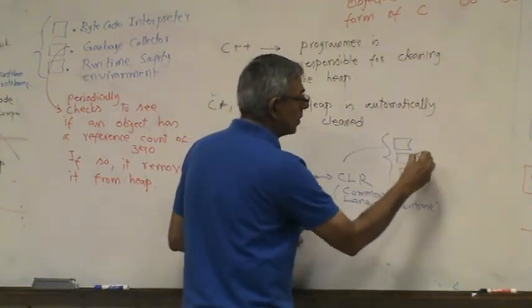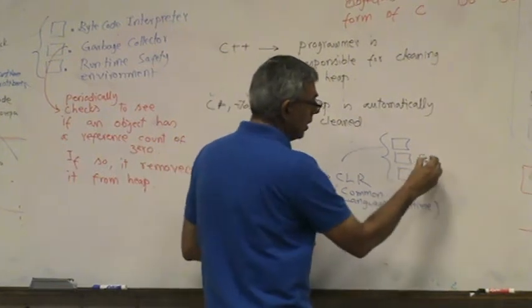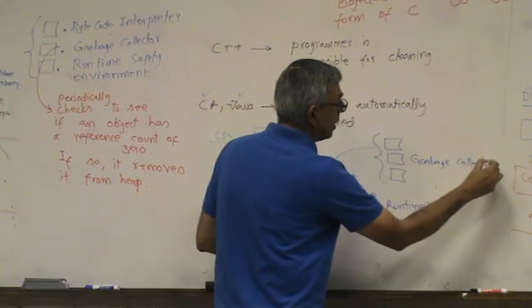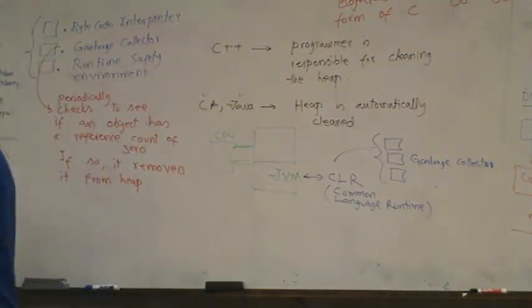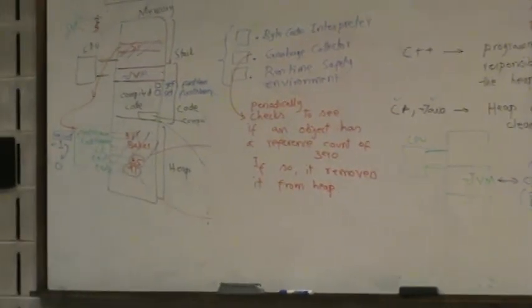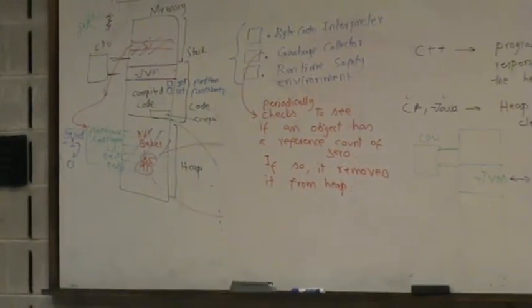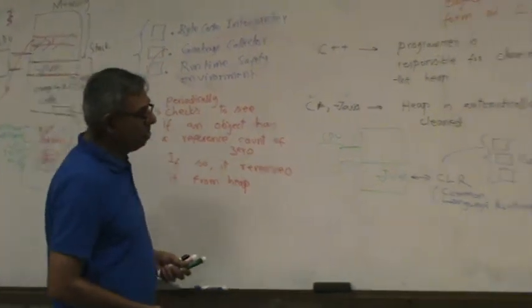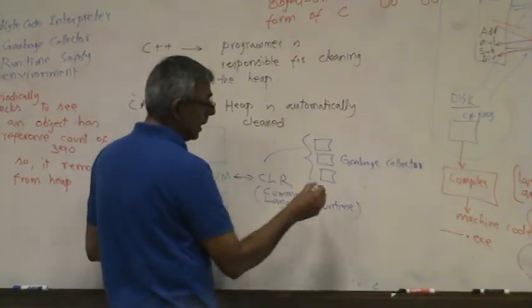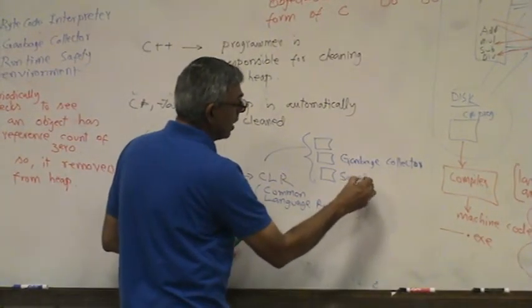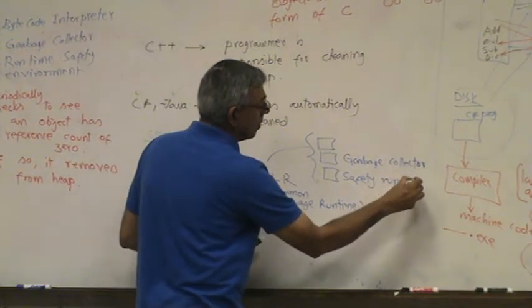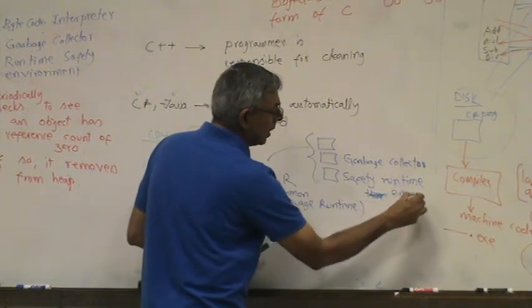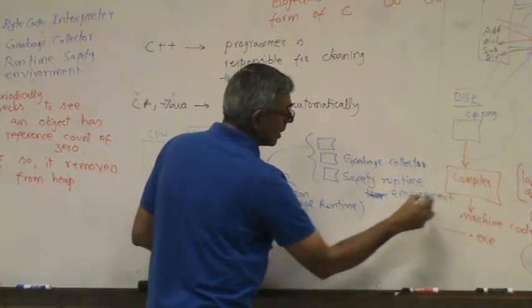Okay, 2 are the same as Java, meaning there's a garbage collector. And once again, what's the job of the garbage collector? To keep monitoring the heap. If there is something which is not being referenced, to remove it from the heap, right? Okay, what's the third item in CLR? Also a safety runtime environment, so that our code does not modify the operating system area and gives us more protection against viruses and so on.